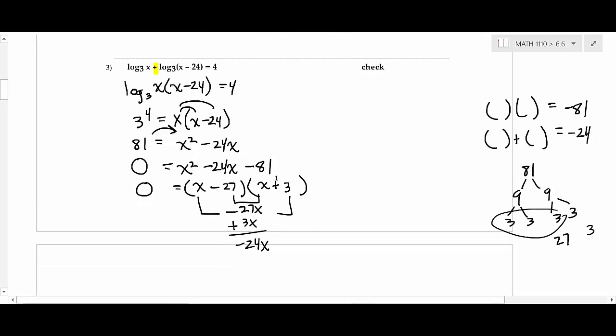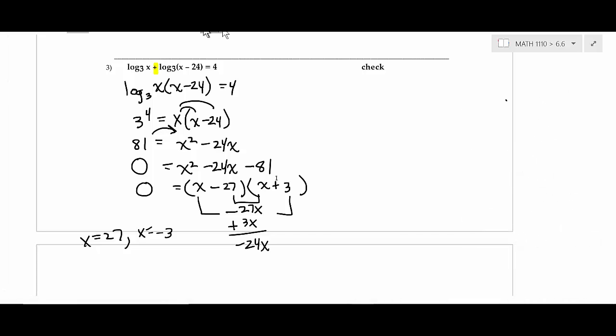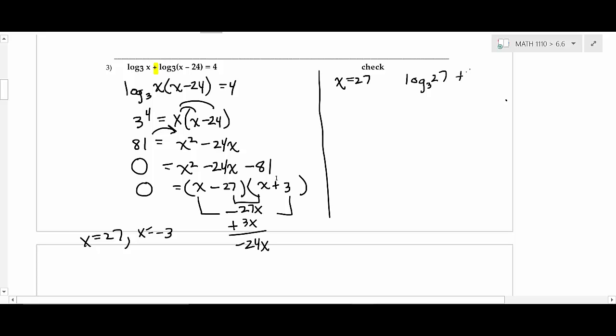So what does it look like the two answers to this problem are? And it's the two potential answers. What do you think? x equals 27 and x equals negative 3, right? Now don't move on. You want to check both of these answers and make sure they're right. So the first thing I'm going to do is start with x equals 27 and plug it into the original equation. So that would be log base 3 of 27 plus log base 3 of 27 minus 24. We're going to work that out without a calculator and see if that's 4.